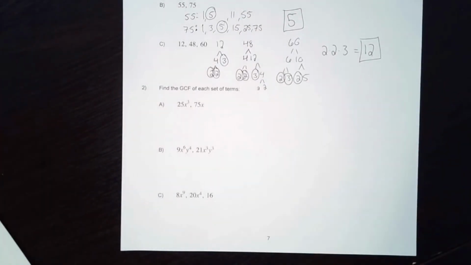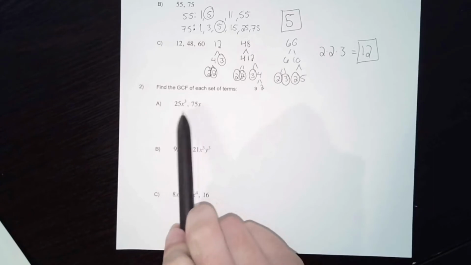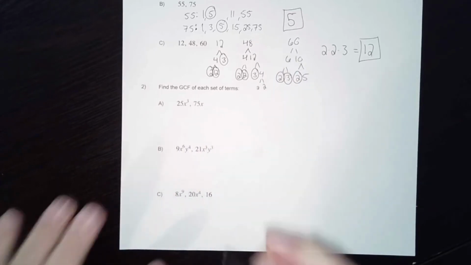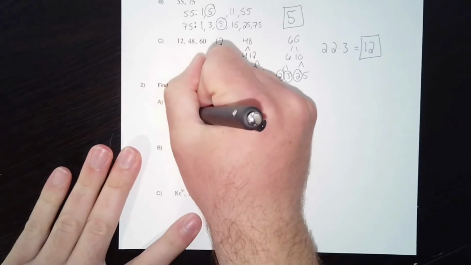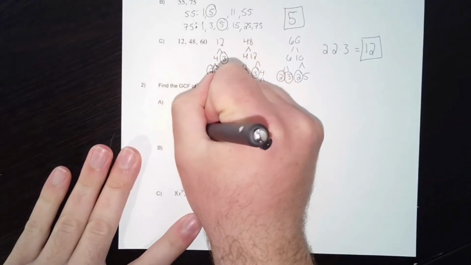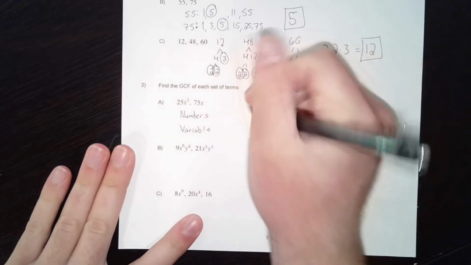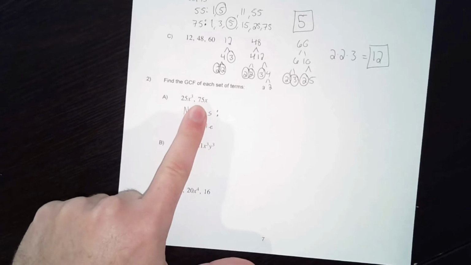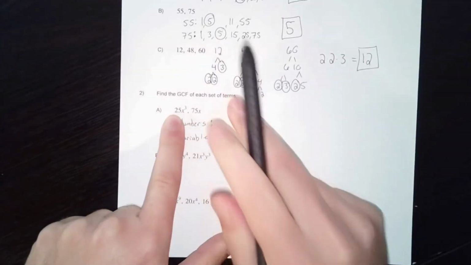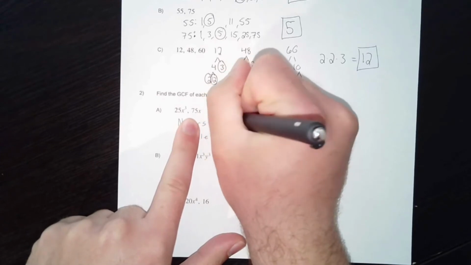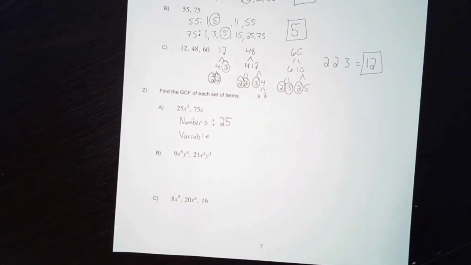Let's talk about if they're termed. So now I have numbers, but I also have these variables that go with them. So if I look at the first one here, I'm going to split these into two things: numbers and variables. So for my numbers, I'm looking for the greatest common factor between a 25 and a 75. Well, if I use the trick that I just said, does 25 go into 75? It does. So my greatest common factor is going to have to be a 25.